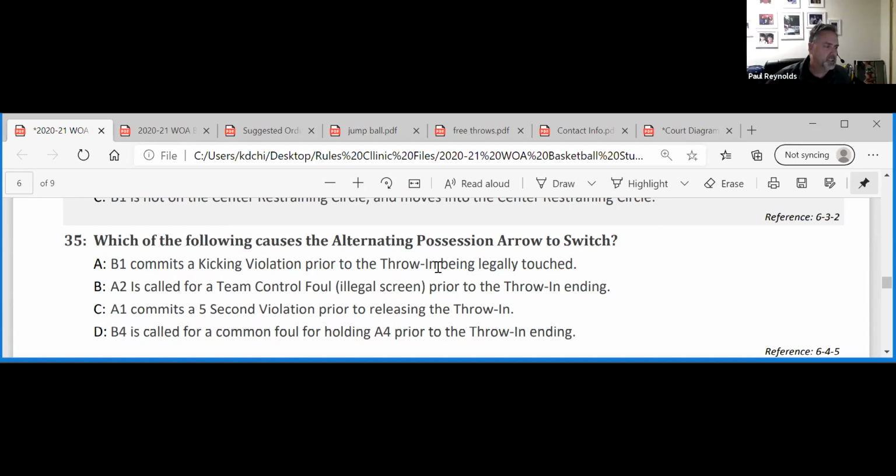If I remember, the throw-in doesn't end unless the ball is legally touched. So in all the other three scenarios, the ball was never legally touched. A normal thing, you got the possession arrow, you threw it in, somebody goes up the court, that's when you would switch the arrow, because the ball had been legally touched. Okay, I knew it was something like that. So read the definition of a throw-in and when it's legally touched. The correct answer is C.